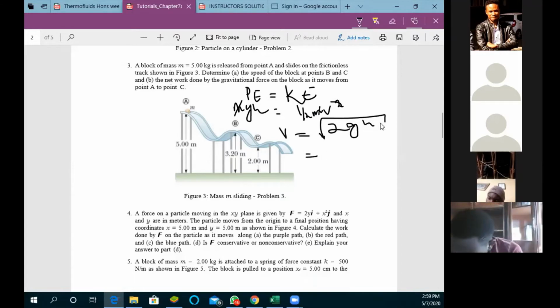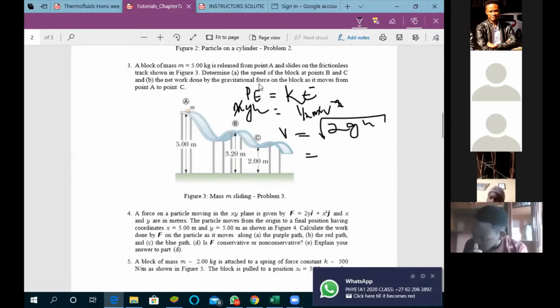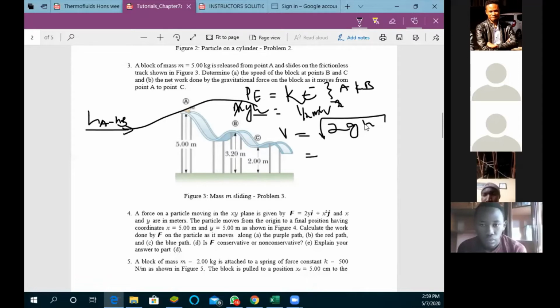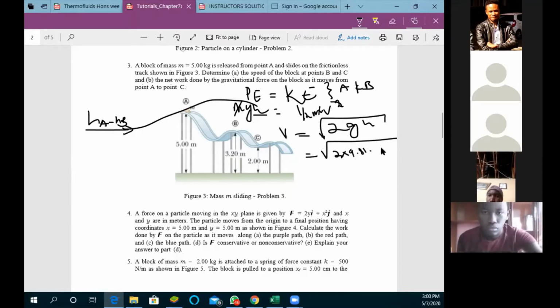Now, what is this height? This height is the difference, because we're dealing with point A and B. This is just for point A and B. So this height is the change in distance between point A and point B. So we can substitute this h and write it as hA minus hB. That's the h. Now let's substitute our values. We have 2 times 9.81 times the height difference, which is 5 minus 3.2. What is 5 minus 3.2? 1.8.